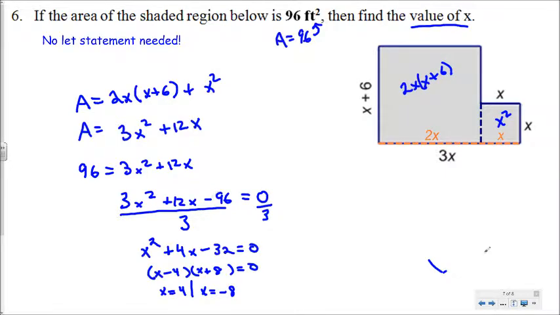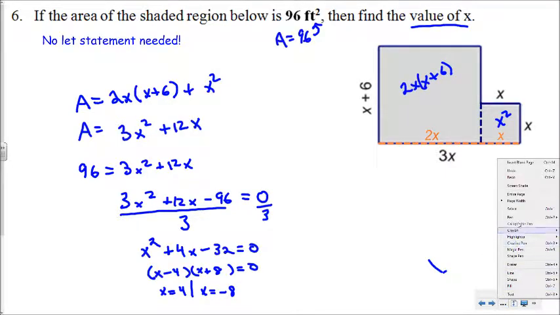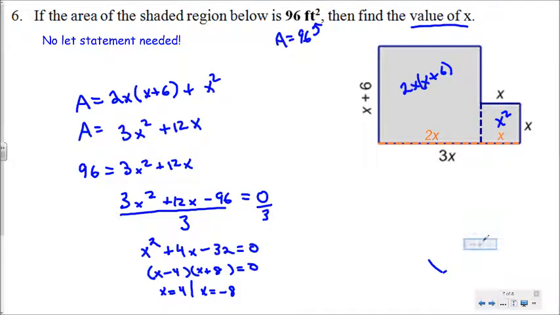Now, just like in the previous example, I have a small problem with negative numbers because x represents a distance, and distances cannot be negative. So I'm going to reject this value because it's a negative distance. Therefore, I get only one value for x, and it is 4.